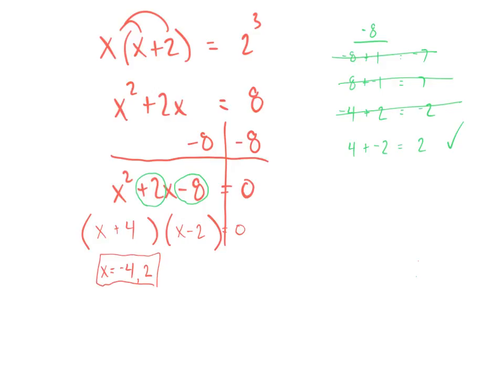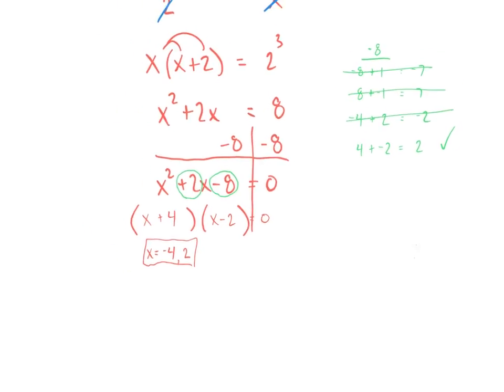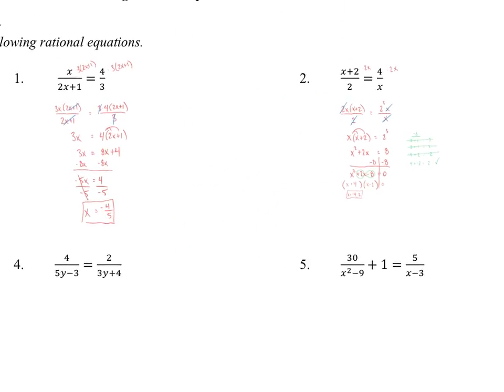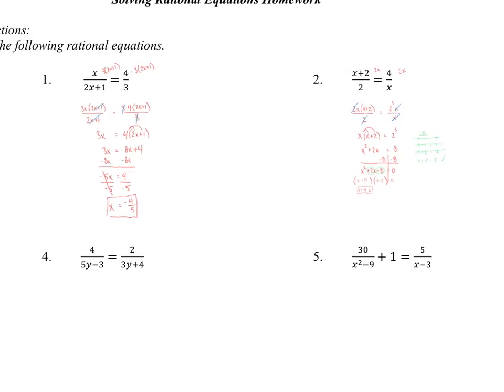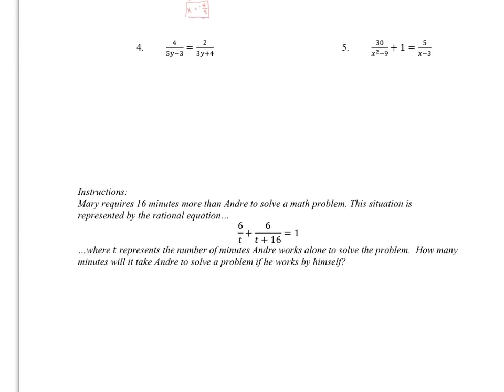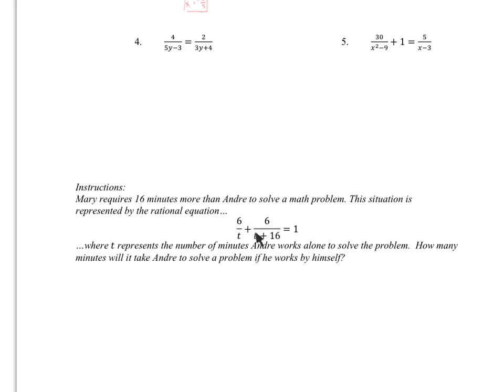And that's that. All right, I hope that was helpful. Number 5 is going to be a lot like number 2, and number 4 is going to be a lot like number 1. Then the last problem is going to be a lot like number 2 as well. So this one here will give you a quadratic, but I think you guys can all handle it.